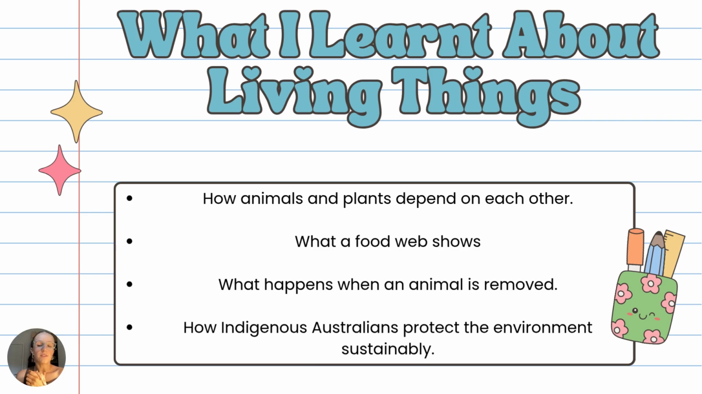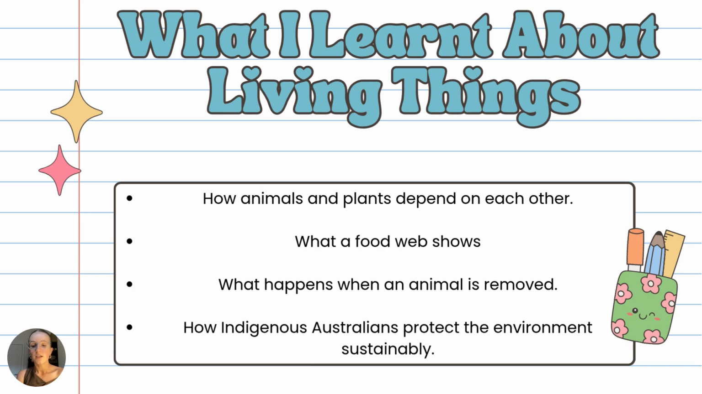What I learned about living things. In our living things unit, I learned that ecosystems are like a giant web where every plant and animal is connected in some way. Each living thing depends on others for food, shelter, and survival. So when one part of the web changes, it affects everything else.